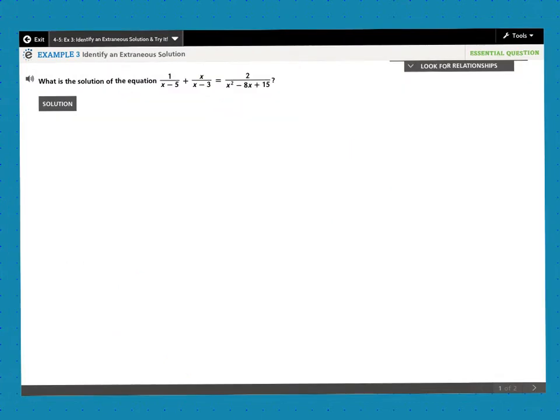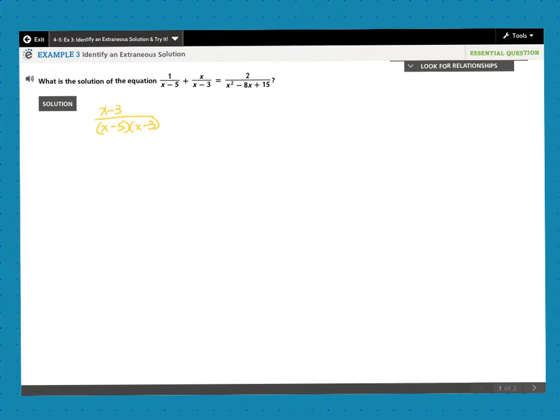Okay? What's the solution to this equation? Now on the left hand side I've got an addition, on the right hand side I've got a rational function. So probably I need to use proportions, right? And before I do that, I'm going to finish the addition on the left hand side.